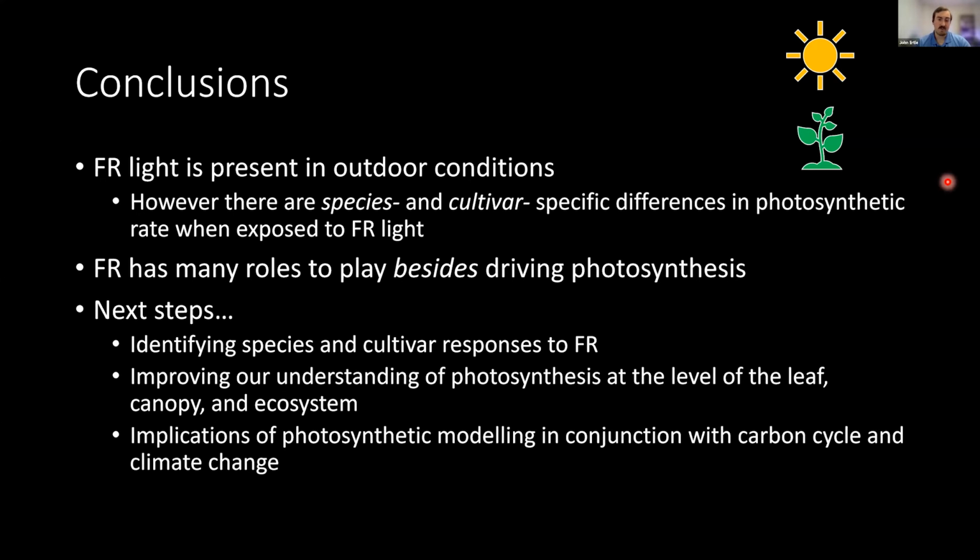And besides that implication in photosynthetic modeling, we should eventually come to a point where we can build these photosynthetic models in combination with carbon cycles and climate change scenarios, so that we can understand and better adapt to the future of our environment and the future of our agricultural production, which is, I think, highly important for us to have a really good grasp on and understand as we go into the future.